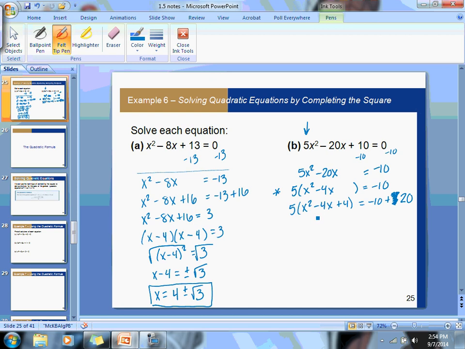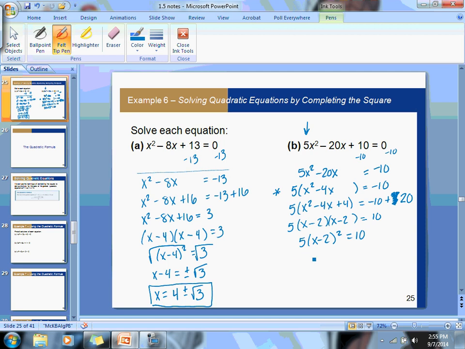So now I have a perfect square trinomial that I can factor. So I'll leave my 5 out front, and then I'll have my parentheses, x and x. Factors of 4 that are going to get me to 4 are going to be a 2 and a 2. And I need both of them to be negative. And then this will add up to a positive 10. Now I can rewrite this as 5 times (x minus 2) squared equals 10.